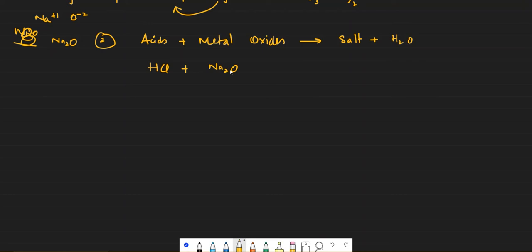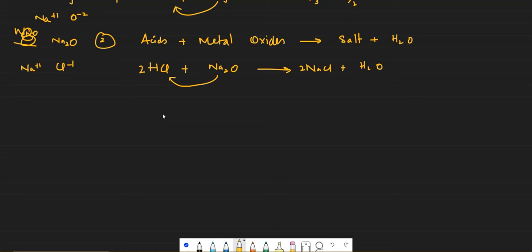And how does the salt form? Salt forms when the metal hits the negative ion of the acid. Remember, this 2 doesn't matter here. Just remember that one atom of sodium is hitting chlorine. This 2 will be balanced later on by multiplying with appropriate coefficients. Right now, you just need to know that a salt is formed when the metal hits the negative ion of the acid. The metal here is sodium, which is plus 1, and chlorine is Cl minus 1. We'll have NaCl, and along with that, we'll have water. Now balance: Na becomes 2, chlorine becomes 2, and hydrogens are already 2, so it's balanced.